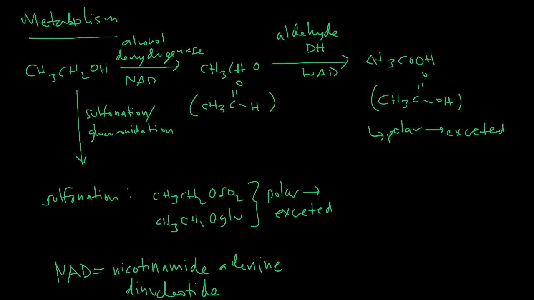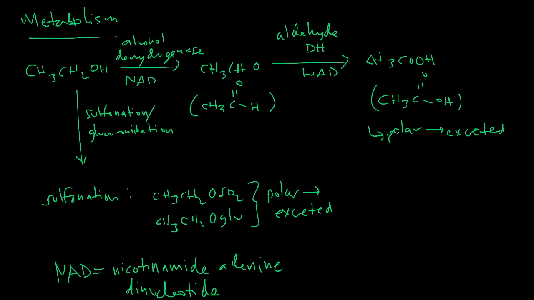Okay. So, let's see. Your alcohol is shown here. It's metabolized by alcohol dehydrogenase. Alcohol dehydrogenase dehydrogenates alcohols by the cofactor NAD, which is nicotinamide adenine dinucleotide, to form the aldehyde, which in long form is shown here, in chemical form shown here. This is your aldehyde. So this is metabolized by aldehyde dehydrogenase with the cofactor nicotinamide adenine dinucleotide to form the acid, which is shown here, the acid form. This is polar and excreted.